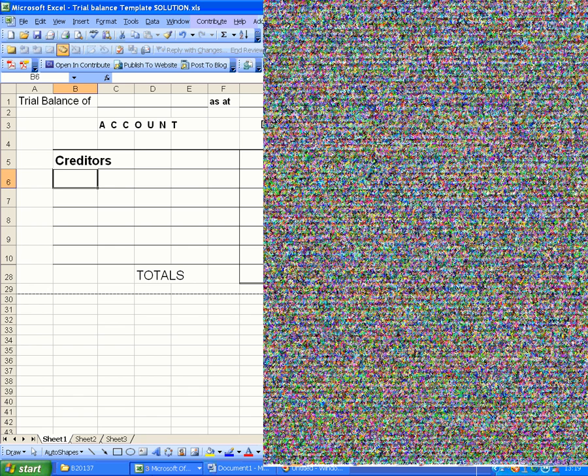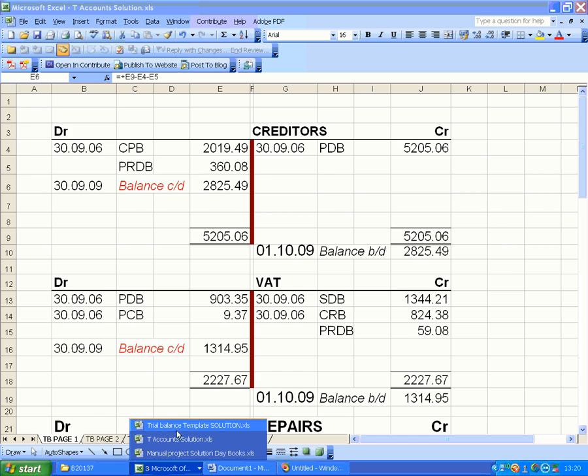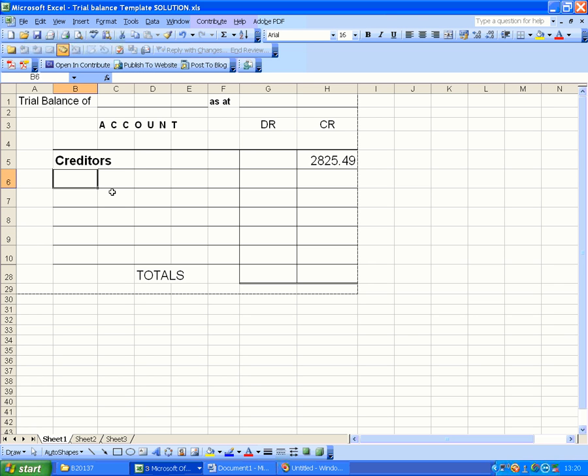Once that has been done, we go to the next T account, and we'll see that the account is VAT, and the figure to make this T account balance was on the debit side. So using the duality rule, this figure will be collected from the T account and posted to the trial balance on the credit side. So back to the trial balance, VAT, and it's a credit of 1314.95.